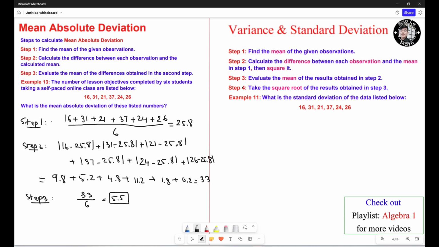Now let's calculate the variance and standard deviation. We have 4 steps here. Step 1: find the mean of the given observations. We already calculated that, so the answer is 25.8. We don't need to waste time.